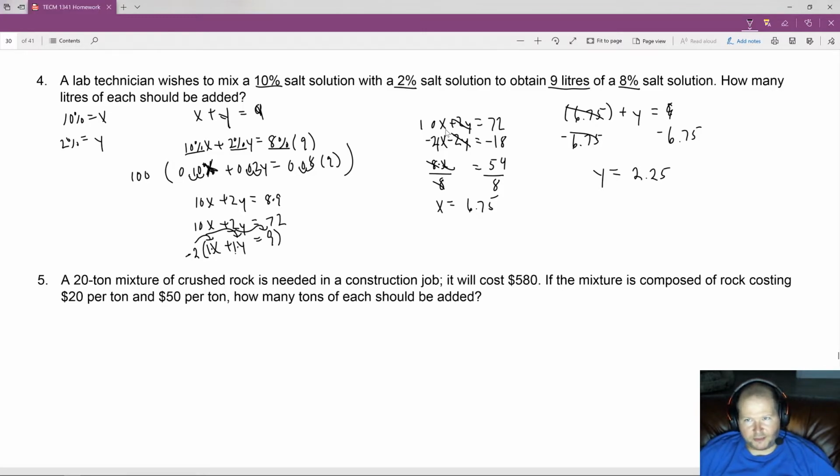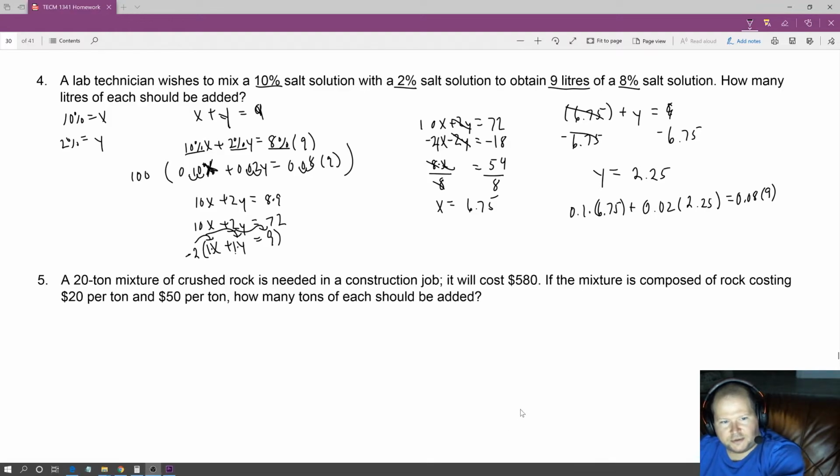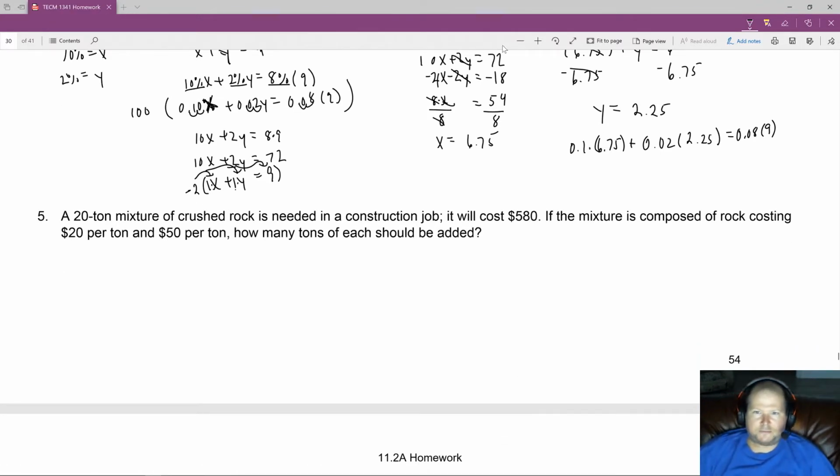All right, now we can actually go back and check our work if you want to. So we go back to our other equation, which is 0.1 times x, x being 6.75, plus 0.02 times y, y being 2.25, and theoretically that should be equal to 0.08 times 9. And that one turns out to be true, so we can move on to the next one.